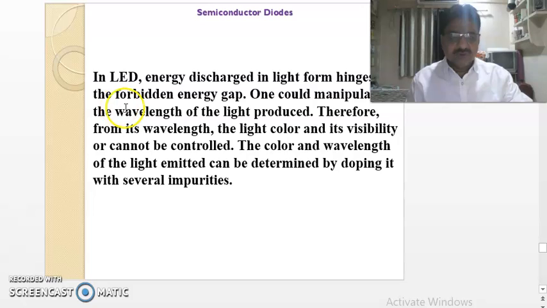hinges on the forbidden gap energy. One could manipulate the wavelength of light produced. Therefore, from its wavelength, the light color and its visibility can be controlled. The color and wavelength of light emitted can be determined by doping it with several impurities. The color of light depends upon the doping, the type of impurity also. Not only the amount of doping, but it also depends upon the type of impurities or several impurities.